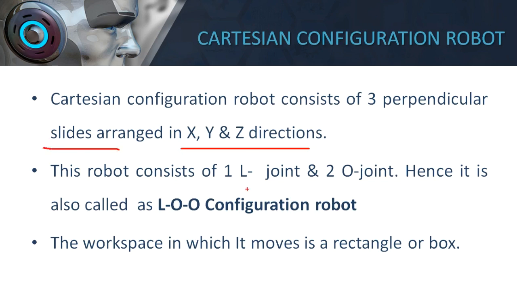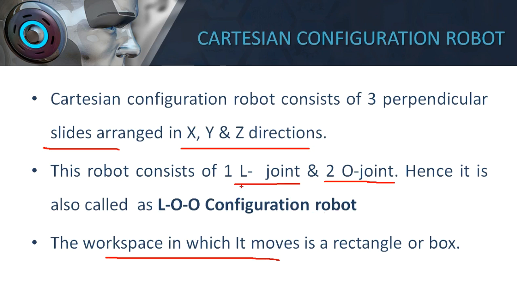So here, when you're writing in the examination, or when you're writing the answer for a Cartesian configuration robot, first write what does it consist of, and after you write what does it consist of, then you talk about the joints. What type of joints does it have? And then the workspace in which it moves. If you write these 3 points, it is more than enough to fetch you good marks.